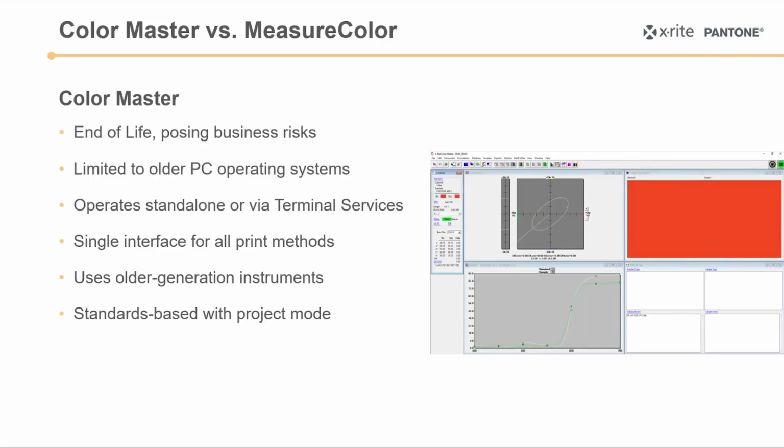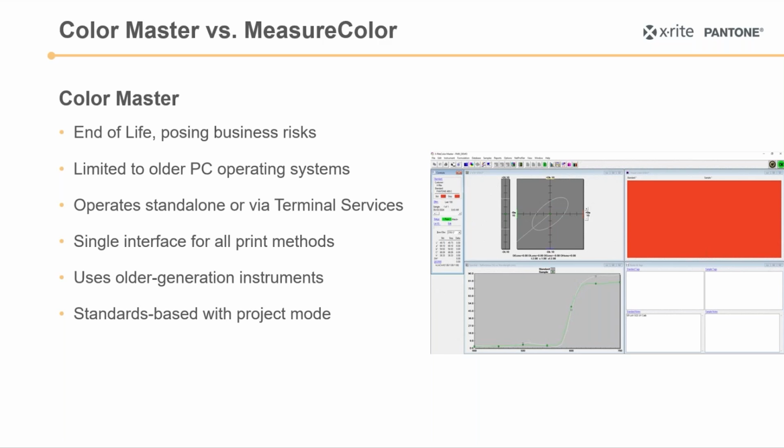Now, one big difference between Color Master and all the other products that are out today, including MeasureColor, Color Master was a standard-based product with something called project mode. The idea of project mode was something that not everyone used, but it was a way to tie a key number of colors together.